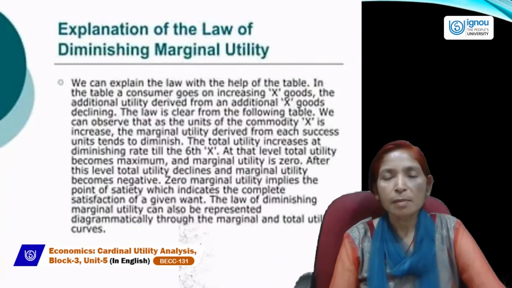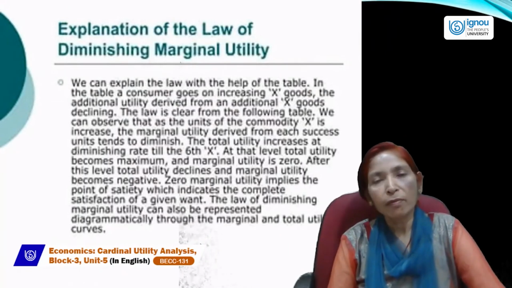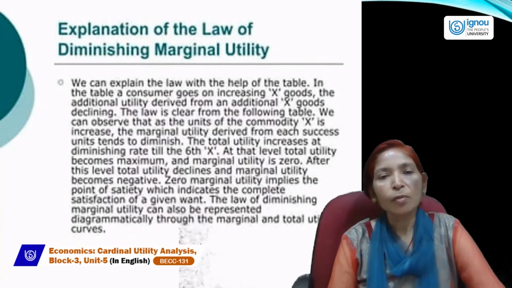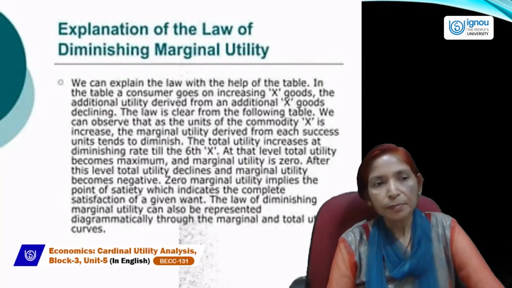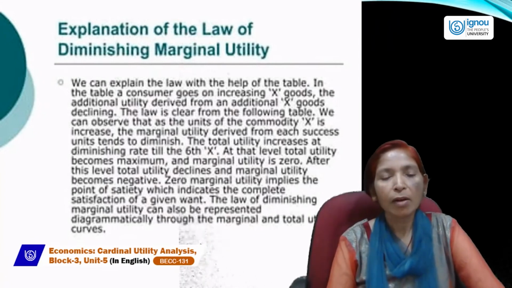Now next is the explanation of this law of diminishing marginal utility. We can explain the law with the help of a table. In a table, a consumer goes on increasing the X commodity. The additional utility derived from each additional unit of the X commodity is always declining or diminishing.